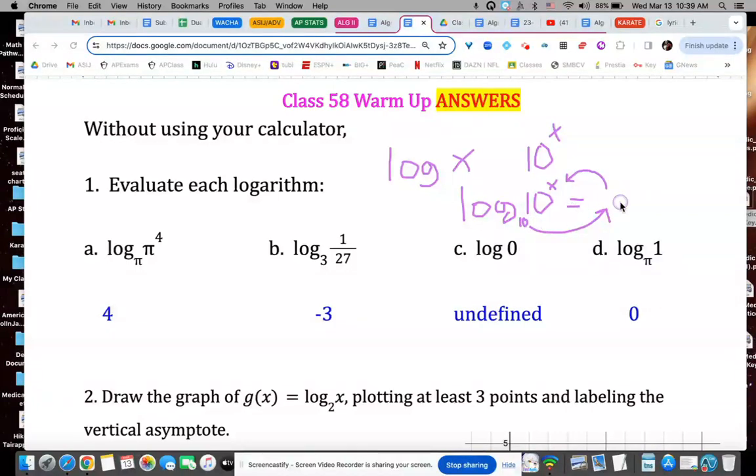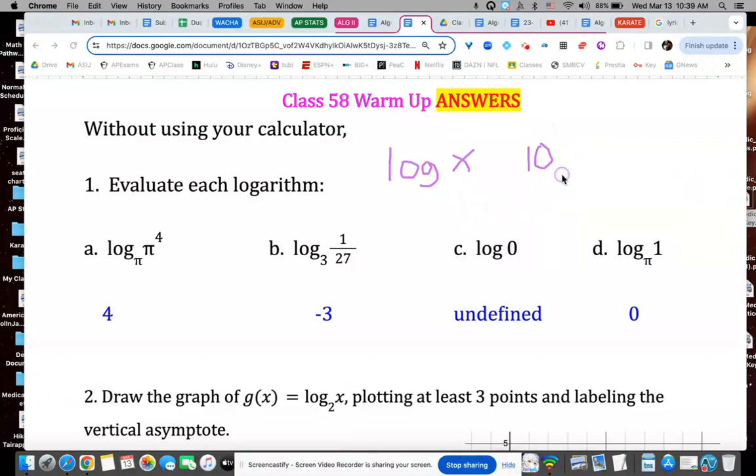So 10 to what power will equal 10 to the x? Well, obviously it has to be x, because 10 to the x power equals 10 to the x. It can't be anything else. So that is one way to show that these are inverses of each other, by composite functions. We've done composite functions before.